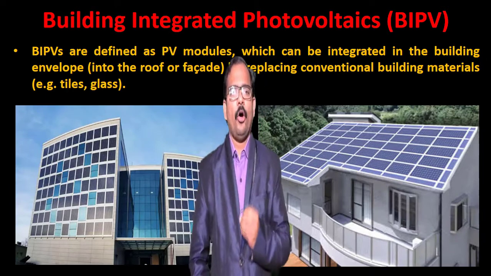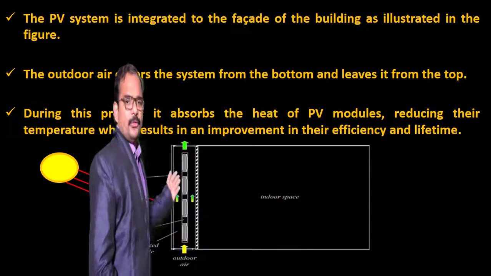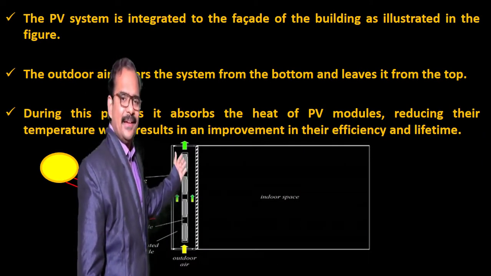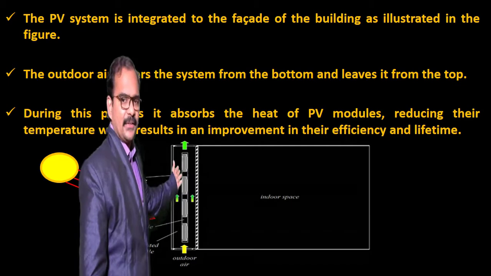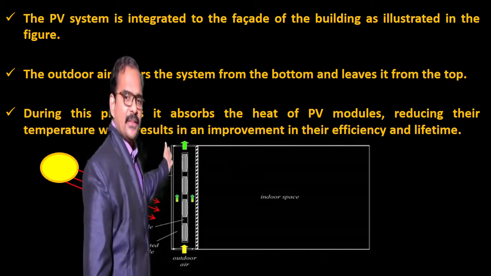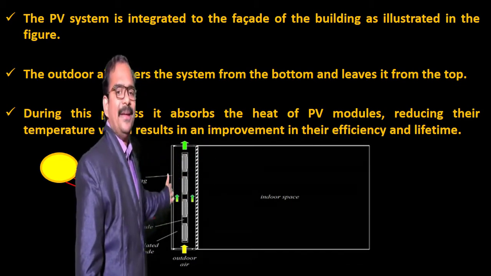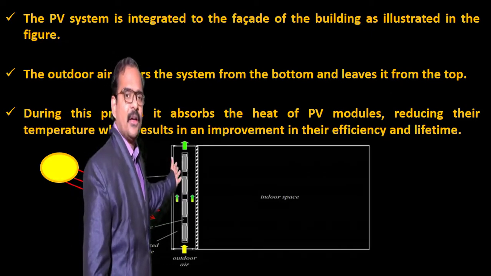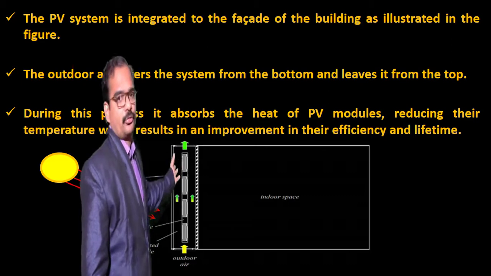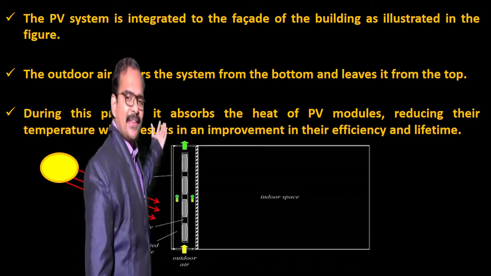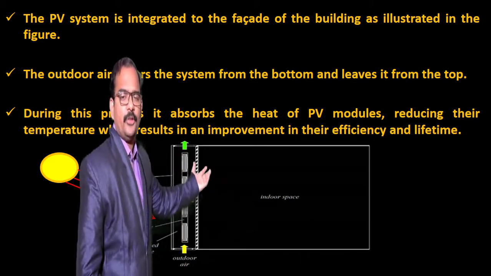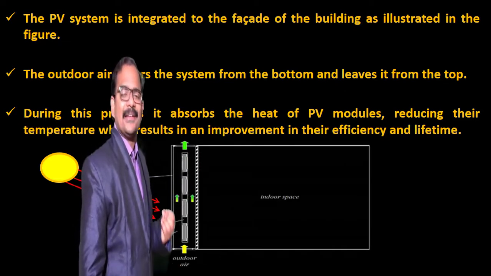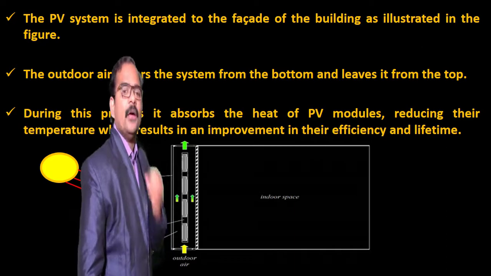Now let's see the operation of these BIPVs. So as you can see in the figure over here, the PV system is integrated to the facade of the building. That is, it is a building, and you can see the front portion of the building or the elevation of a building or facade of a building is integrated with the photovoltaic modules. As you can see clearly, when sun shines on the photovoltaic modules, the PV modules will generate the electrical energy, and that electrical energy will be utilized for that building.